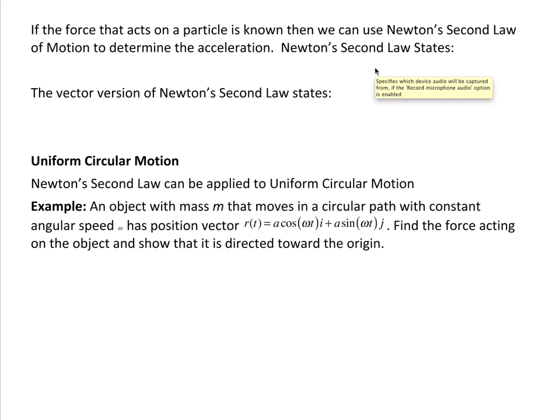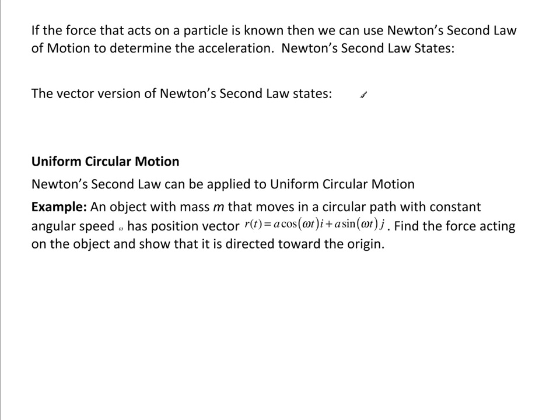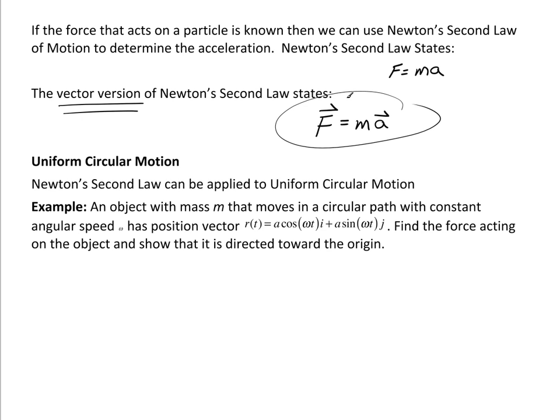I want to start talking now about a couple of concepts. We're heading here toward uniform circular motion, and I want to use the idea of Newton's second law of motion. Newton's second law states that force is equal to mass times acceleration. The vector version, when we write force and acceleration as vectors, is that the force vector is equal to the mass of the object times the acceleration vector. Keep this in mind because we're going to apply this idea to uniform circular motion.